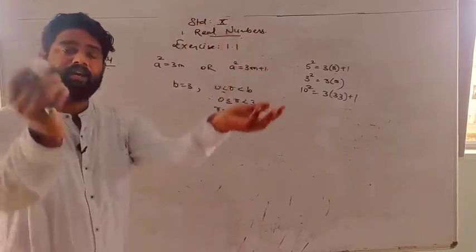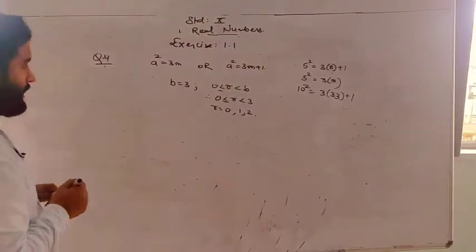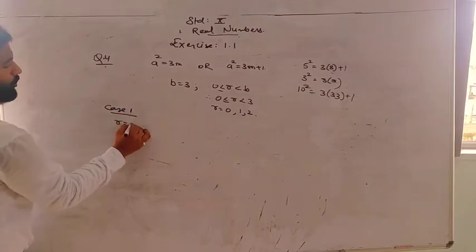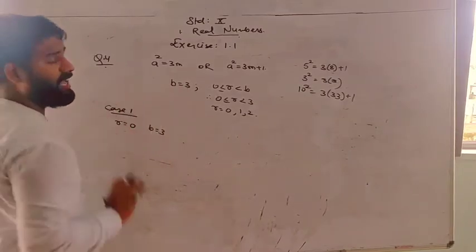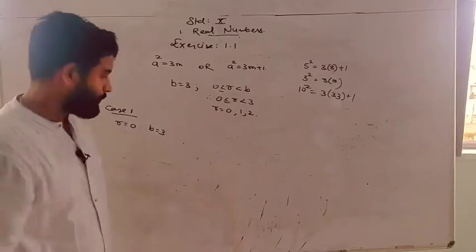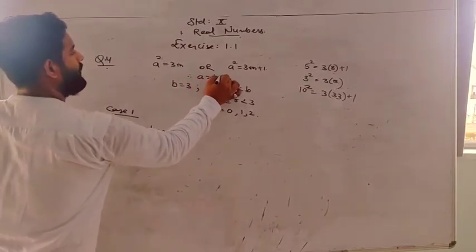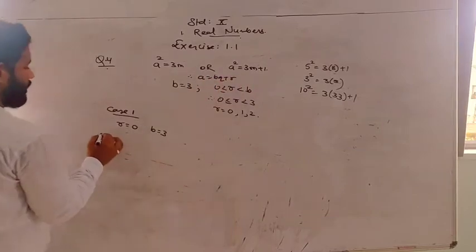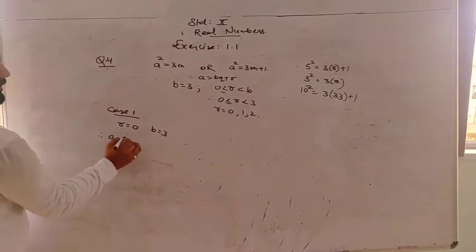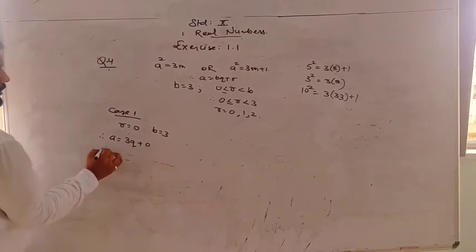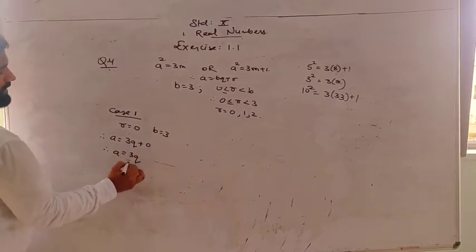Okay, let's try to solve that. Let's take all the cases. So case number 1, where r is equal to 0 and b is going to be 3. For every case, your b is going to be 3. So let's put in the formula. What is the formula? A is equal to bq plus r. That is your formula. So a is equal to bq plus 0. So a is 3q.